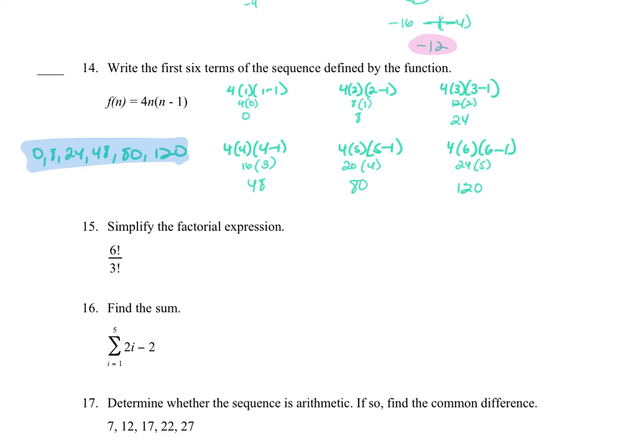For 15, we're going to expand this. So I'm going to break the 6 factorial down till it hits the 3 factorial, so those can cancel out. And then this is 20 times 6, which is 120.